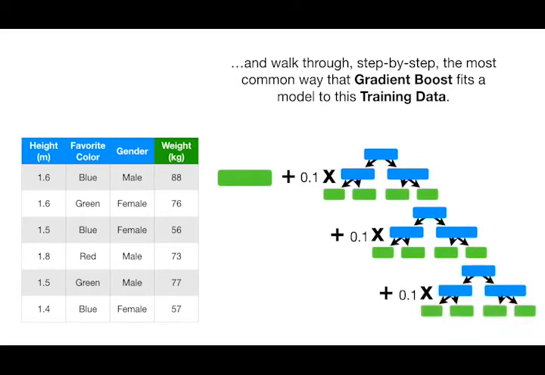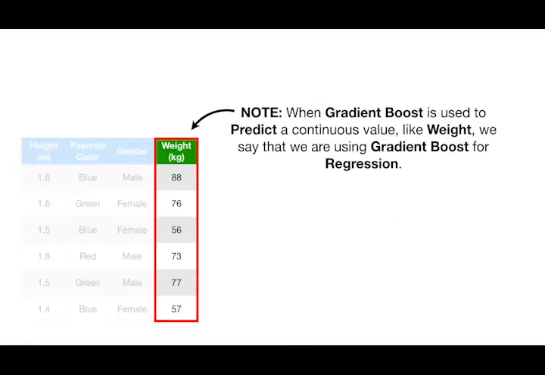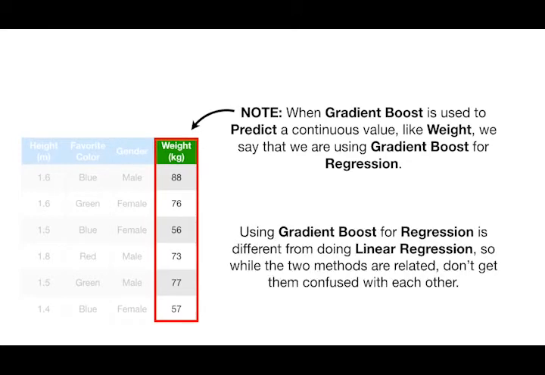Note, when gradient boost is used to predict a continuous value, like weight, we say that we are using gradient boost for regression. Using gradient boost for regression is different from doing linear regression, so while the two methods are related, don't get them confused with each other.